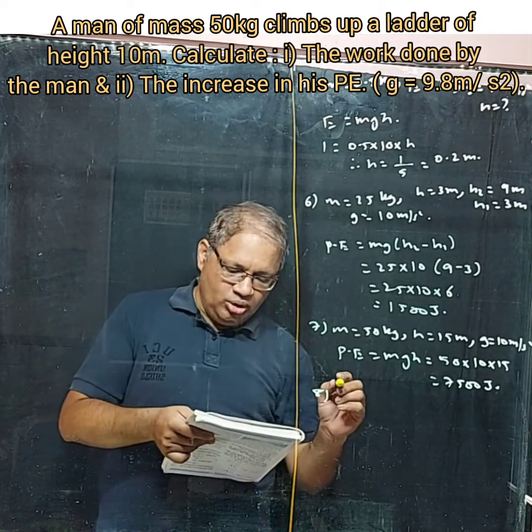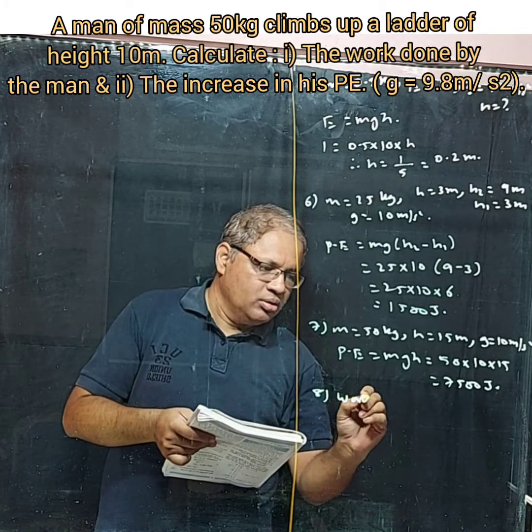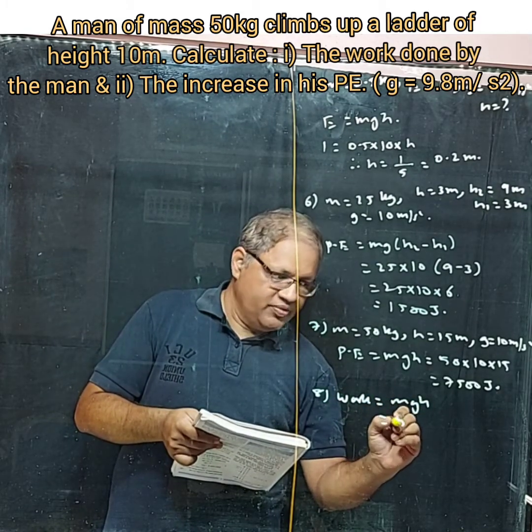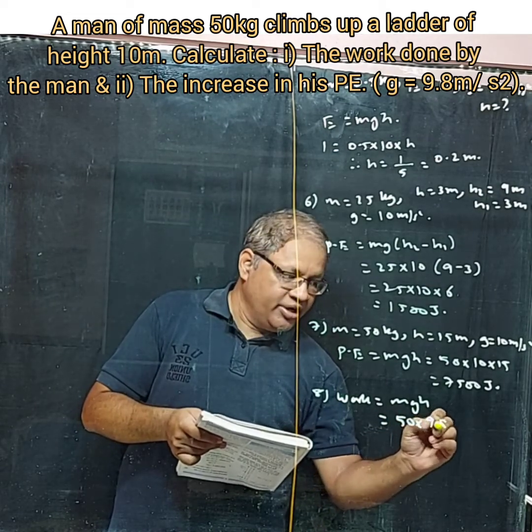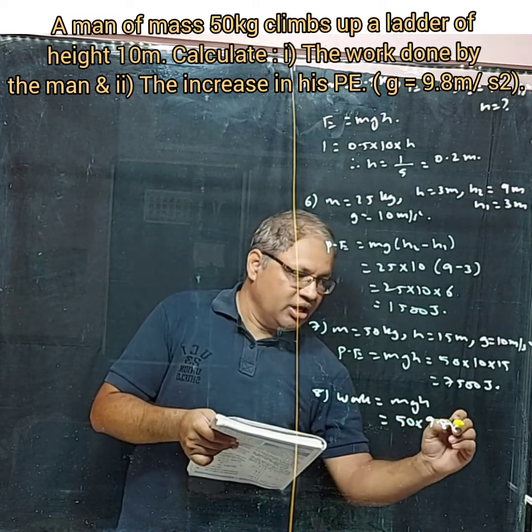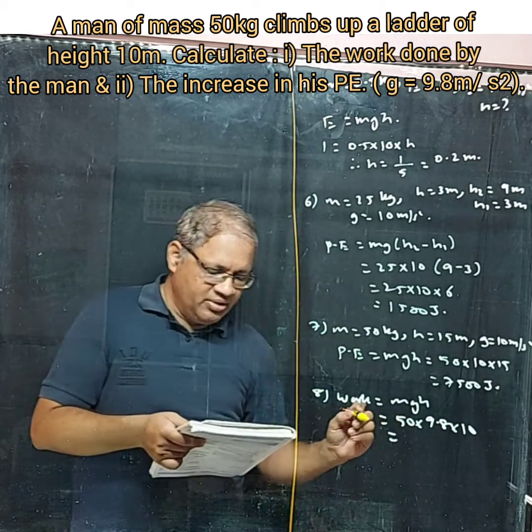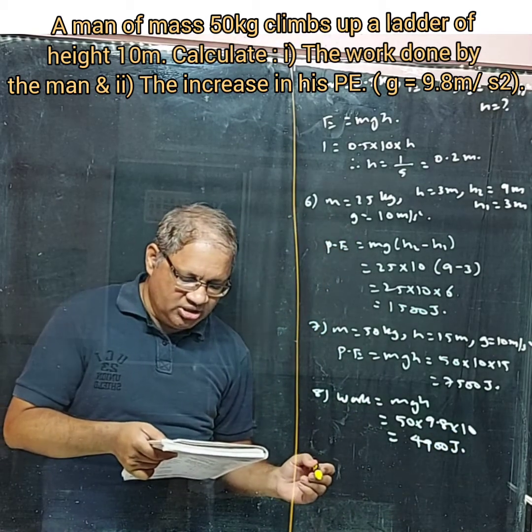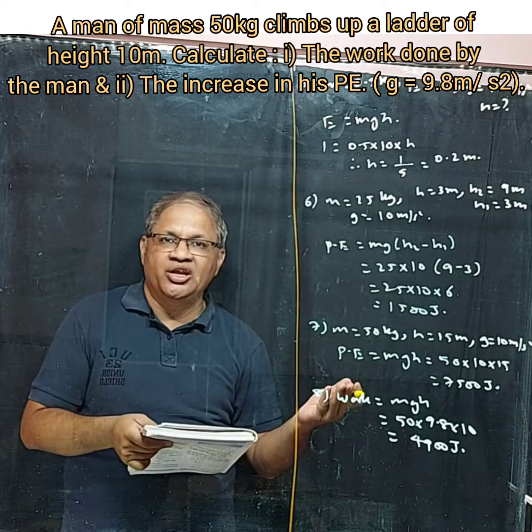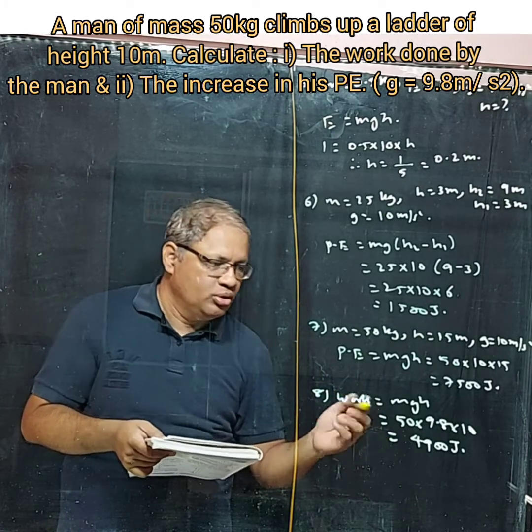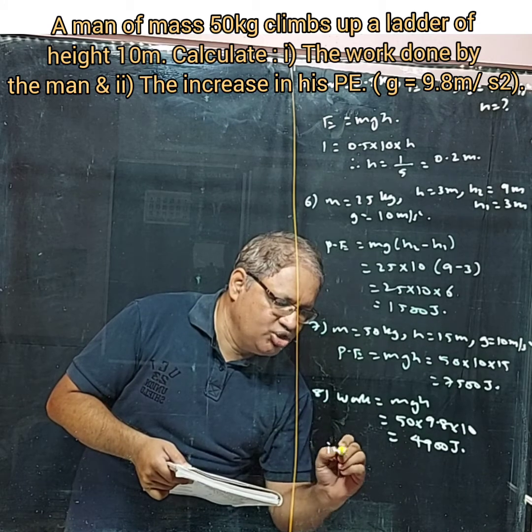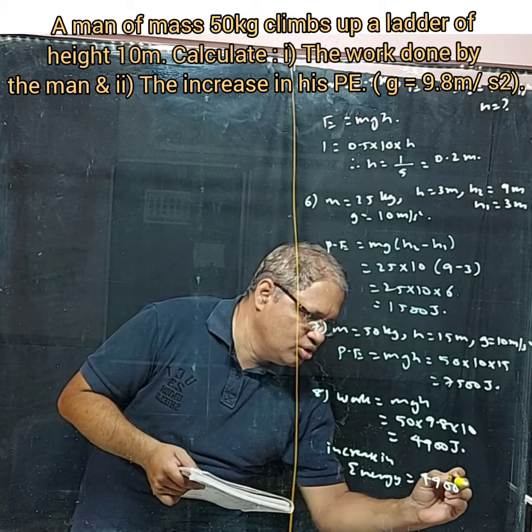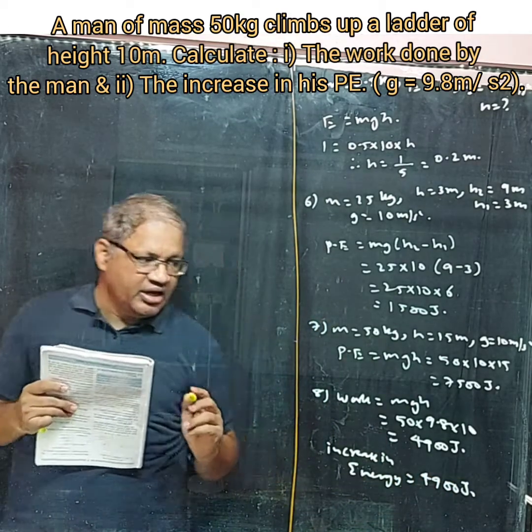Same way. So first of all, work is equal to mgh. Mass is 50, g is 9.8 they have given, and height is 10. So work done is coming 4900 joules. Then increase in potential energy. So work and energy, they are same, brothers and sisters, I told you. So increase in energy also will be the same, 4900 joules.